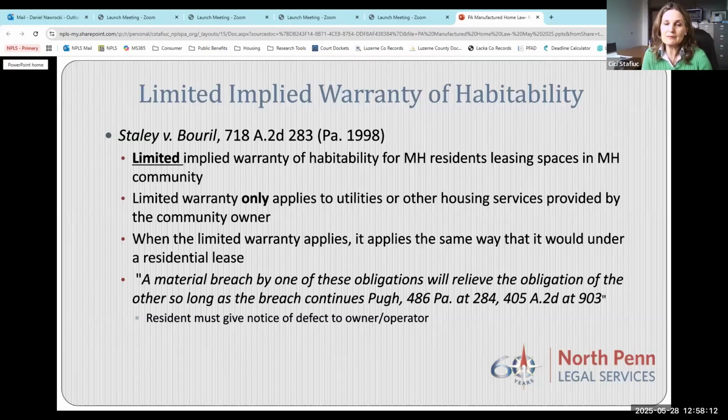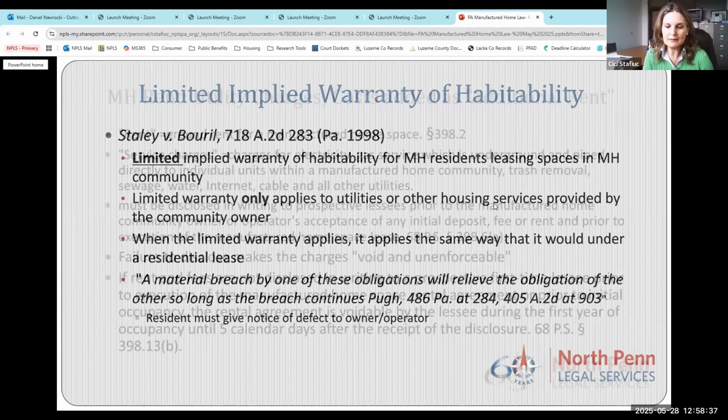Obviously, you have to go through the same process that you would in a residential lease, meaning you have to provide notice of the defect to the park owner, and you have to allow the park owner some time to resolve the issue. So you do the same analysis that you do under the warranty of habitability in a residential lease. So that's one issue that we're seeing.